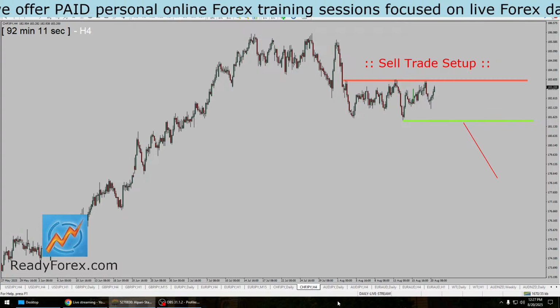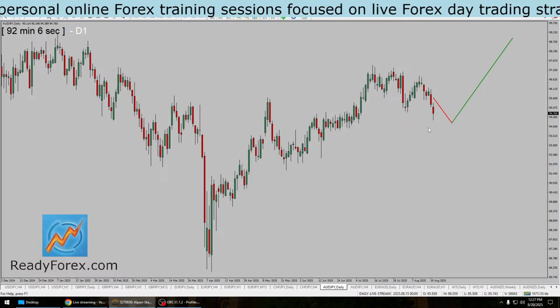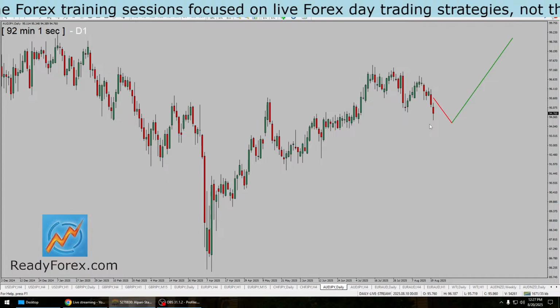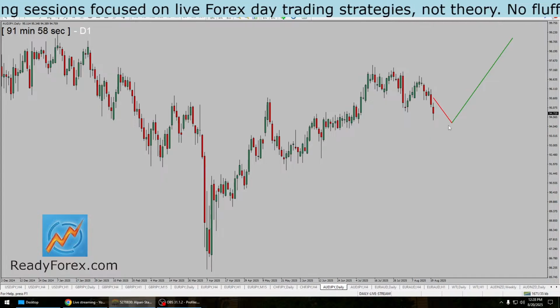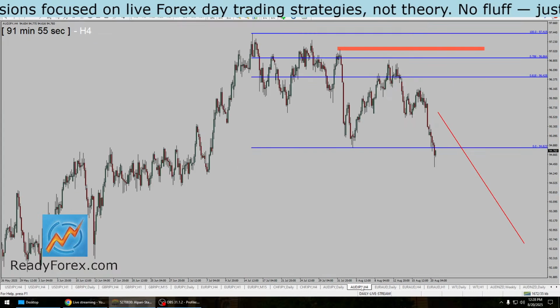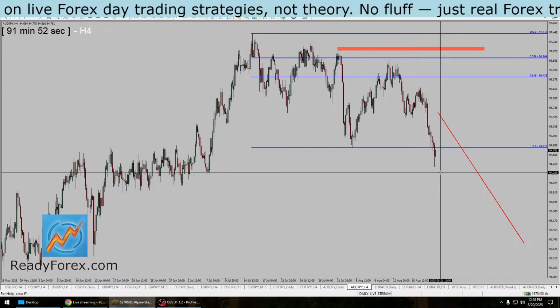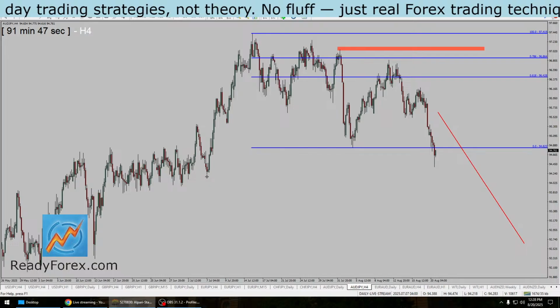Okay, so next one is the AUDJPY. AUDJPY is falling down as forecasted. This is what I've told you guys, that AUD is most likely going to drop, so we got the drop. Now it's probably going to drop a little bit more. This is the support down over here.